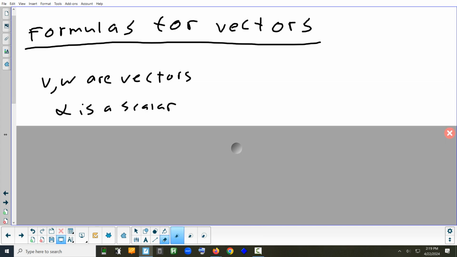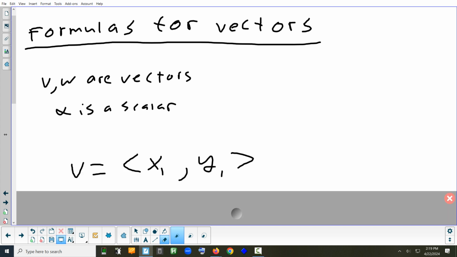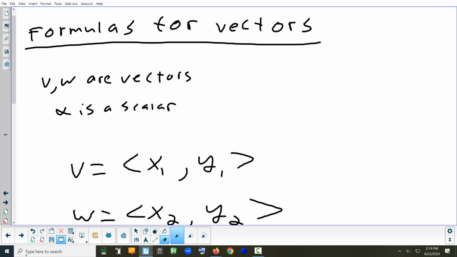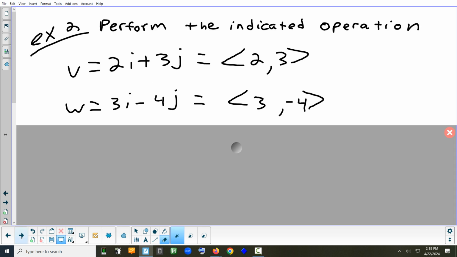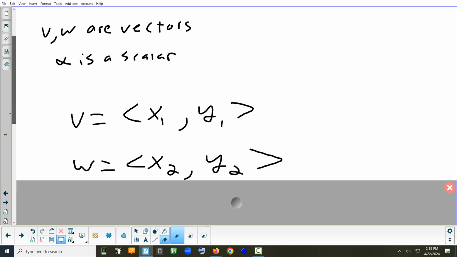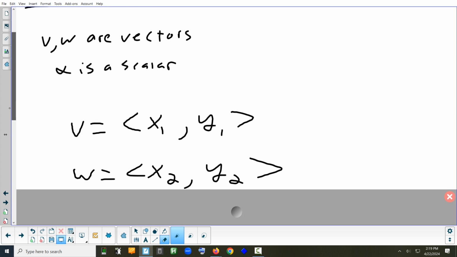So to do this, or to explain it, I'm going to use two vectors, v and w. Each vector would have a horizontal and a vertical component. When we do an actual problem, they will be numbers like that. But to represent them generically, I'm just going to say x1, y1, x2, and y2. I don't know what the numbers are. And alpha is a scalar. So remember, that's a number you put in front of a vector to make it longer, shorter, or change direction.